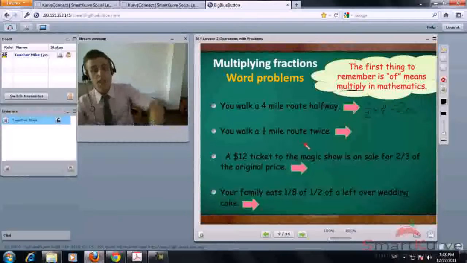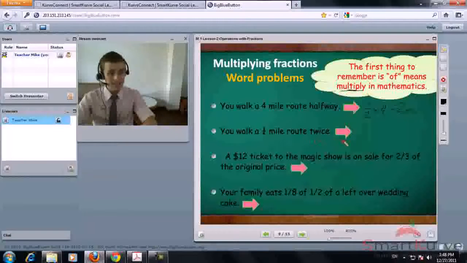You walk a 3/4-mile route twice. So you walk 3/4 of a mile twice. 2 times. 2 over 1. Multiply out the numerators. 6. Multiply the denominators. 4. Or we can automatically reduce this. The 2 becomes a 1. The 4 becomes a 2. We have 3 times 1. 3. 2 times 1. 2. Make that back into a mixed number, and we have 1 and 1/2 miles.